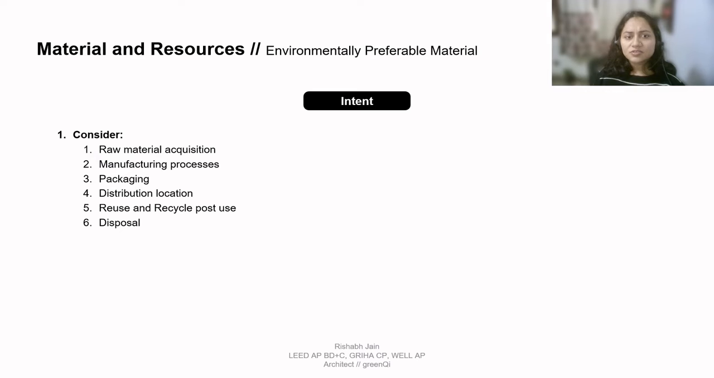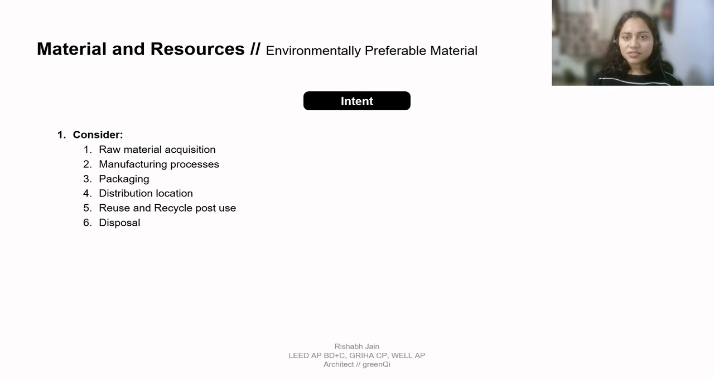And then fifth is reuse and recycle post use. So what is the end of use scenario for that product? For example, if a product has been designed to be in a building, and then after it is demolished, the product is of no use, we cannot recycle it because of the composition that it has, we cannot recycle it or reuse it. So that would be the end of life scenario. That's important to look into in a material's life cycle.